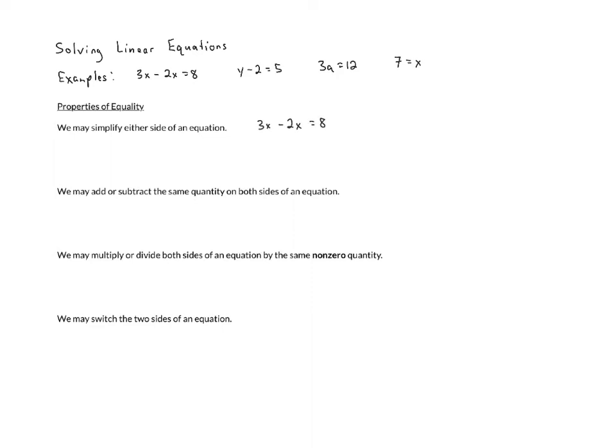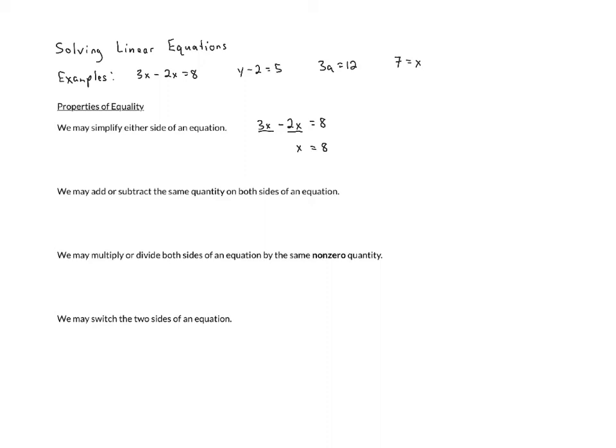If we ever have an equation that we're trying to solve, and there's a side where we can simplify, in this case we can combine those like terms, we are allowed to simplify the equation. So we can combine 3x and 2x. 3x minus 2x is 1x, which is just the same as x. So we can rewrite the equation as x equals 8. We have simplified the left-hand side by combining like terms. Another thing we can do is use the distributive property if it's appropriate in that situation.